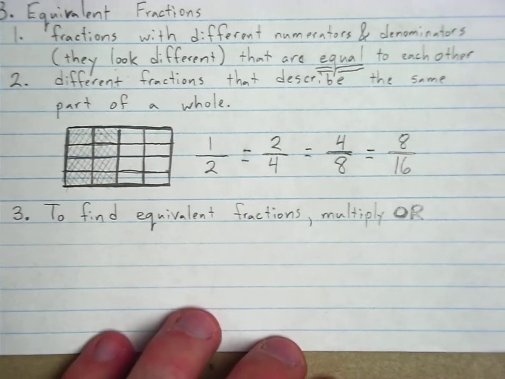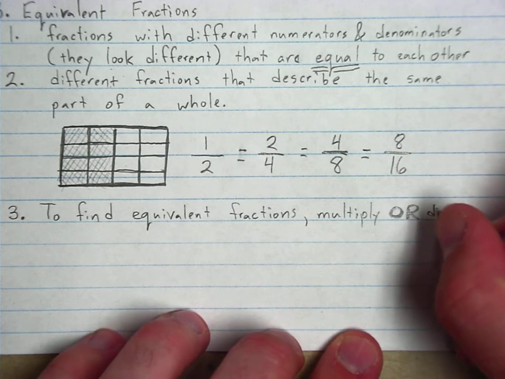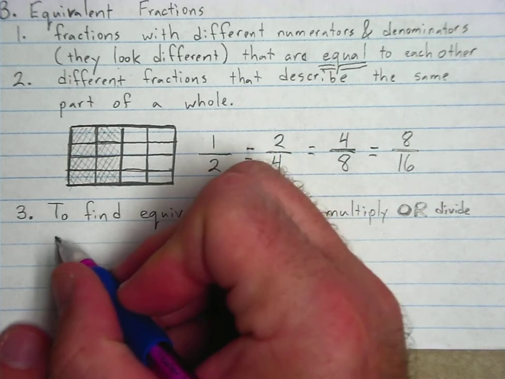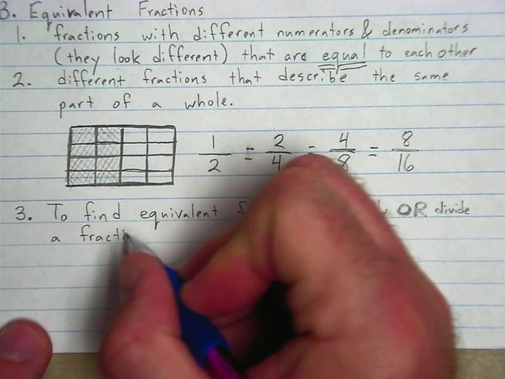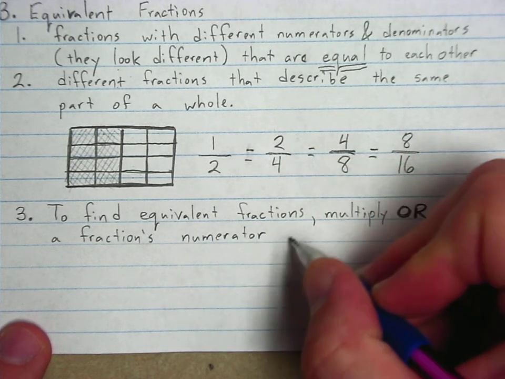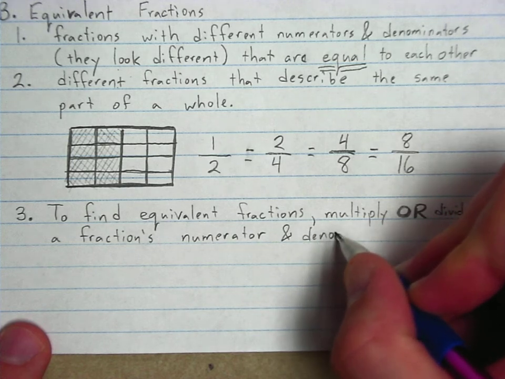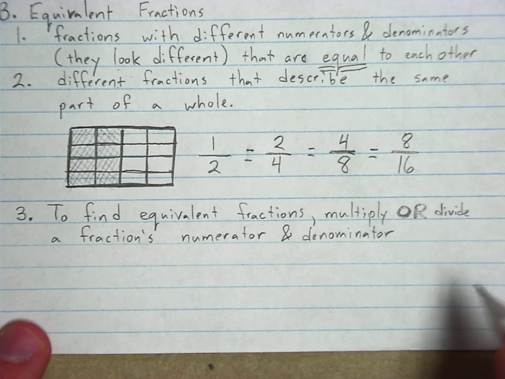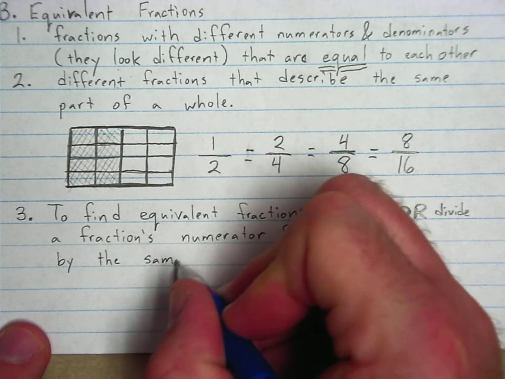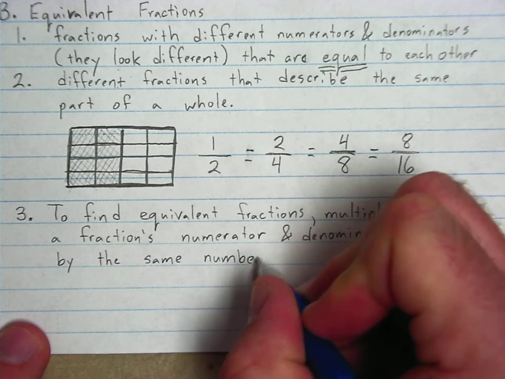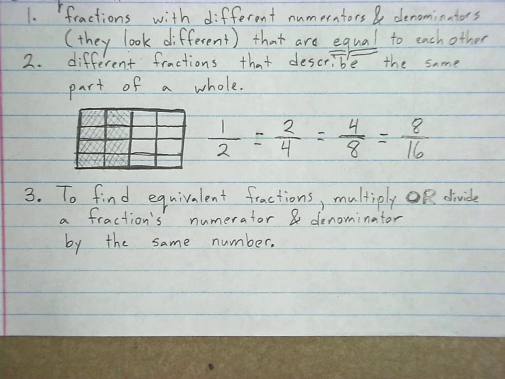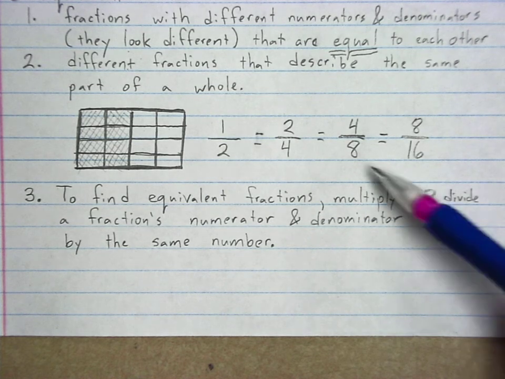if you're super awesome, and all of you are, so I know you can do this, to find equivalent fractions, multiply or divide a fraction's numerator and denominator, numerator and denominator, by the same number. Now in upcoming lessons we'll talk about how to find a number that you can divide both of them by. The ones up top are pretty easy.